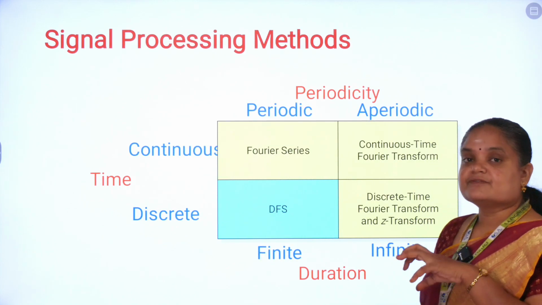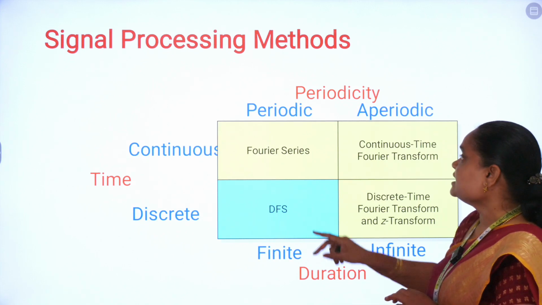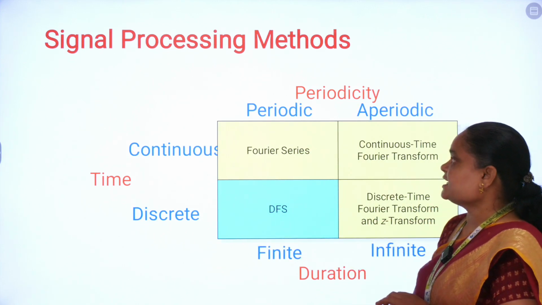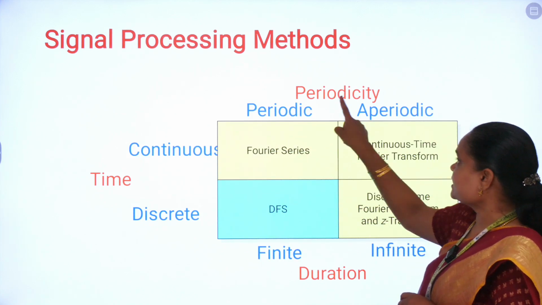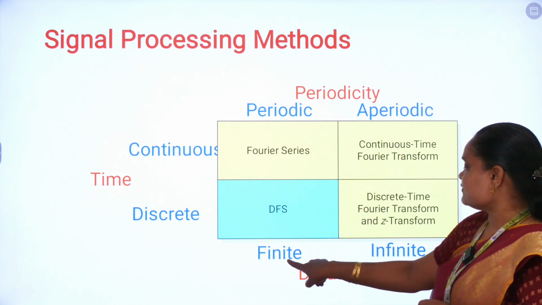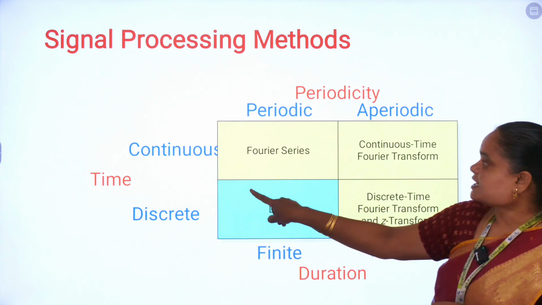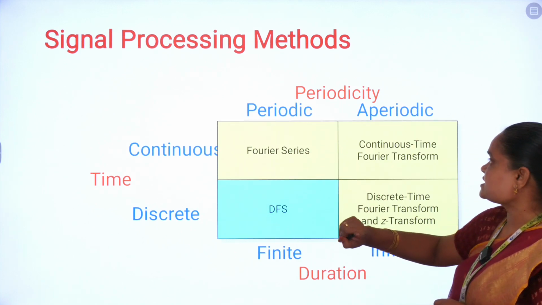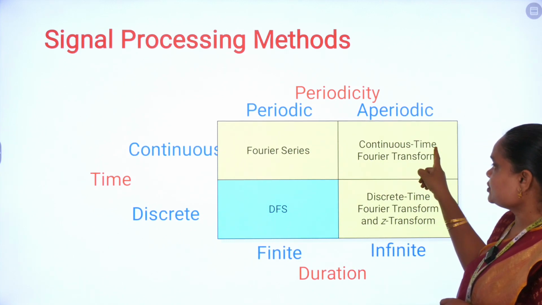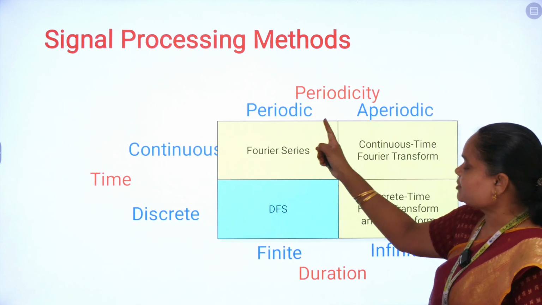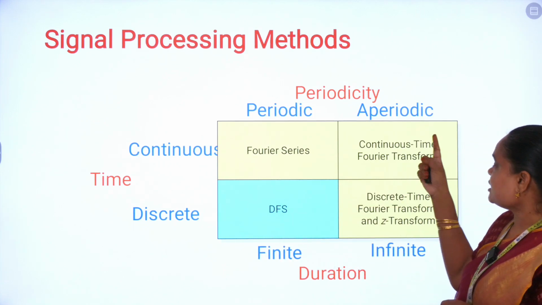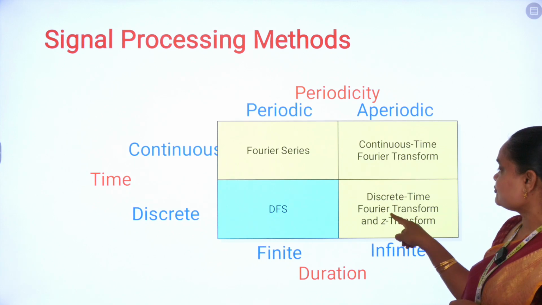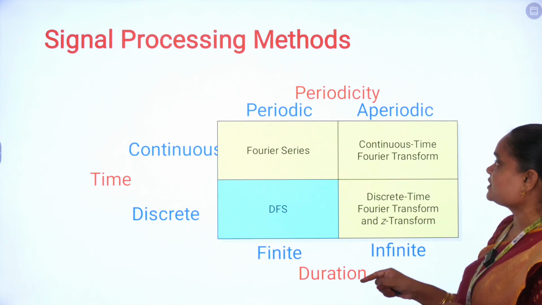And then signal processing methods. What are the methods involved in processing the signal? With respect to periodicity and time, we classify signals as continuous and discrete time, periodic and aperiodic, with duration finite or infinite. If it is continuous and periodic, we go for the Fourier series. Continuous, aperiodic: continuous time Fourier transform. Discrete, periodic: DFS, discrete Fourier series. Discrete, aperiodic: discrete time Fourier transform and Z transform are used for the conversions.